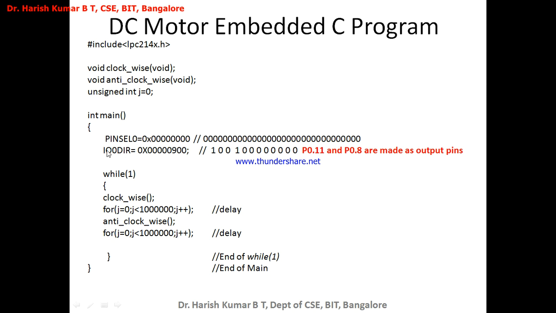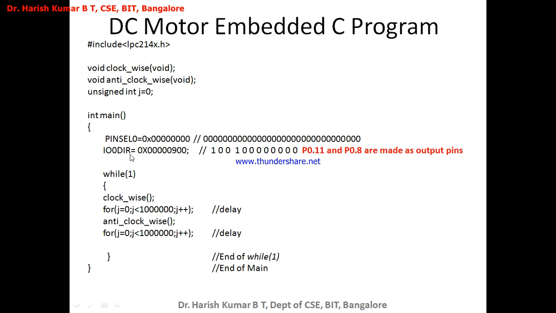Next, this was also explained in the previous class. This is the direction register for port 0. So this makes all the port pins from P0.0 to P0.15 operate in the general purpose input output mode. Now if I want to make P0.16 to P0.31 operate in the general purpose input output mode, which register do I have to assign? I have to assign it to PINSEL1. PINSEL1 is equal to, again, 0x and 8 zeros. That statement will make P0.16 to P0.31 operate in the general purpose input output mode.